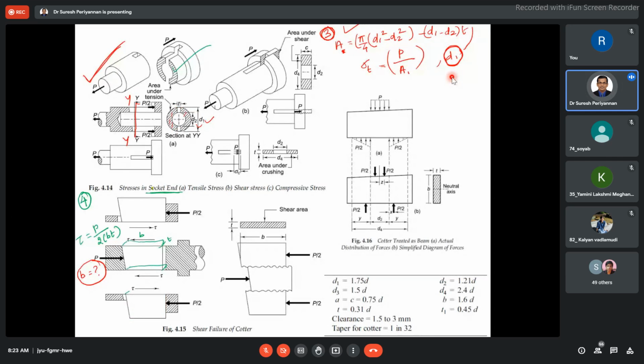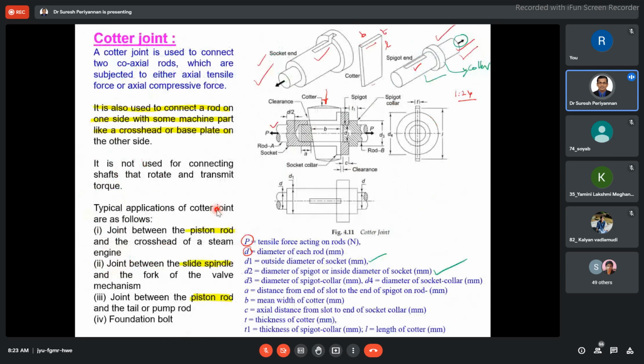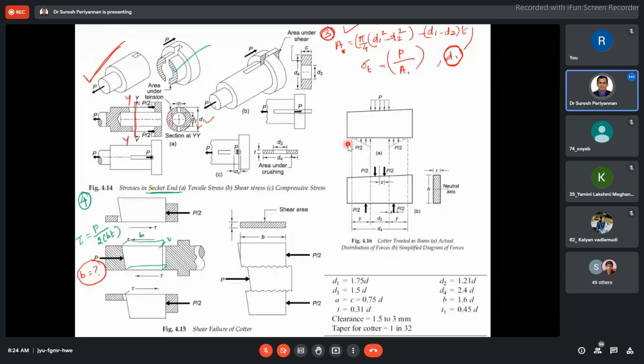Where is the shear failure? In the key portion. See, the key is inserted from the top in the downward direction. Now, how many shears are going to be there? When the force P is acting in the right direction and left direction, there is one shear here, another shear here. This is a double shear. The key is subjected to double shear when the force is acting on the rod. Hence we consider double shear.